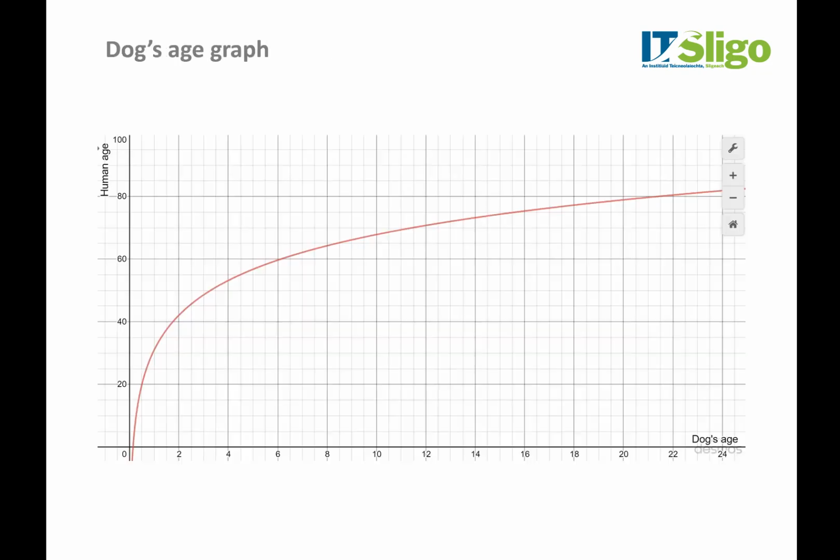So essentially, guys, as you can see here, in the first 2 years of their life, dogs hit nearly 44. A 2-year-old dog is the equivalent of a nearly 44-year-old adult. And this is our typical log curve.